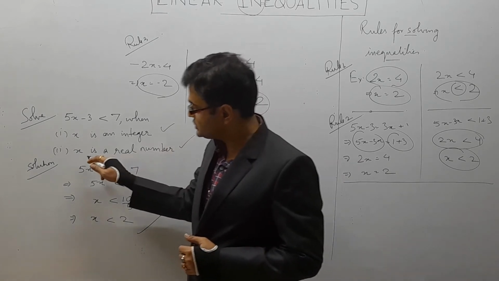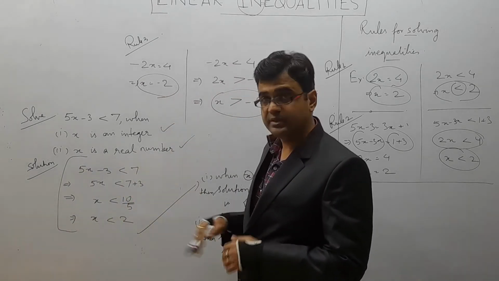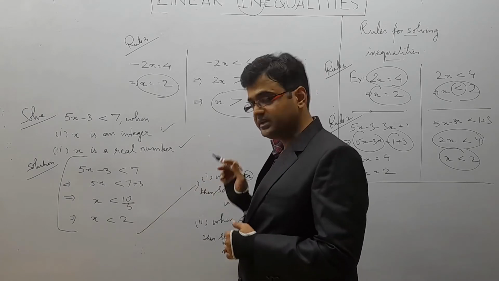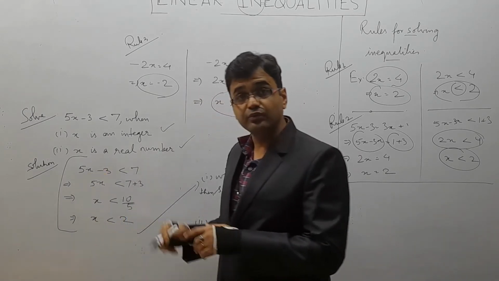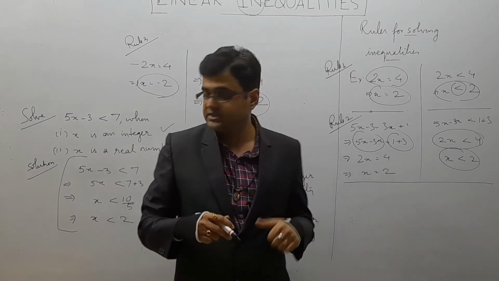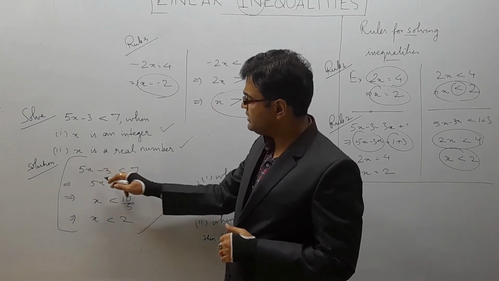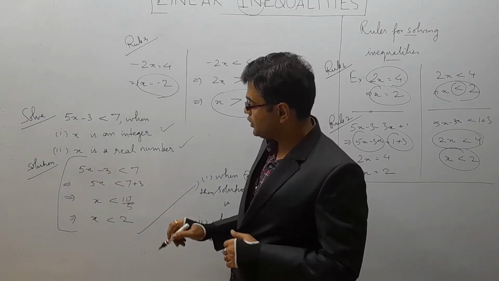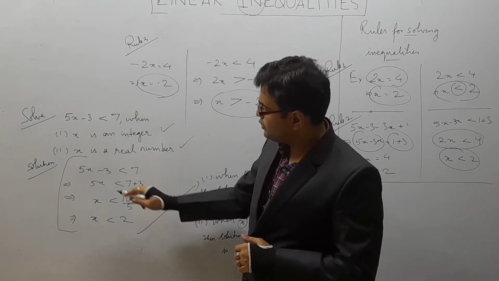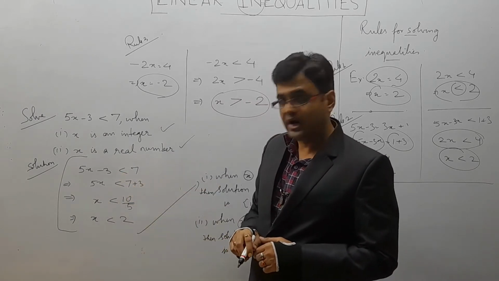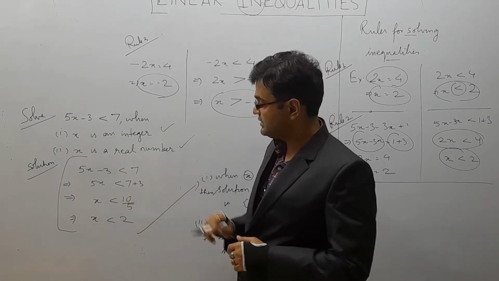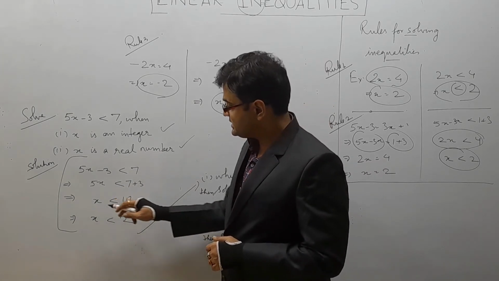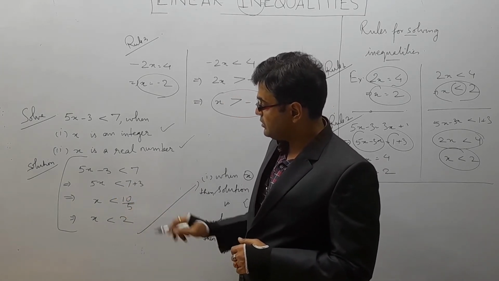First of all, we will solve it. This method will be the same in all the cases. The cases will come at a later stage. First, we will solve with the rules that we have learned just now. 5x minus 3 is less than 7. So what will we do? We will take this 3 to the RHS. So 5x is less than 7 plus 3.